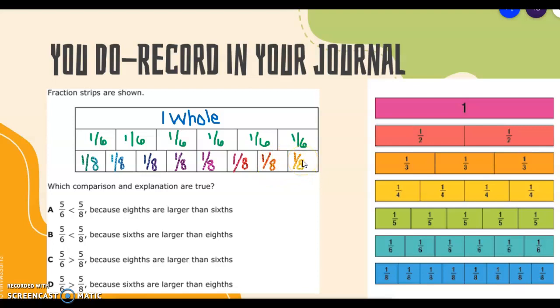Okay, now I'm going to go back and highlight any clues. So I know that I'm using fraction strips, and then I am comparing because it says which comparison and explanation. So the explanation is nothing more than the statement are true. Again, it's important that you continue to label. So I have 5/6 is less than 5/8 because eights are larger than 6.